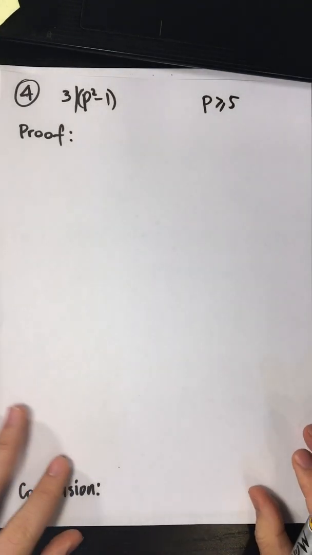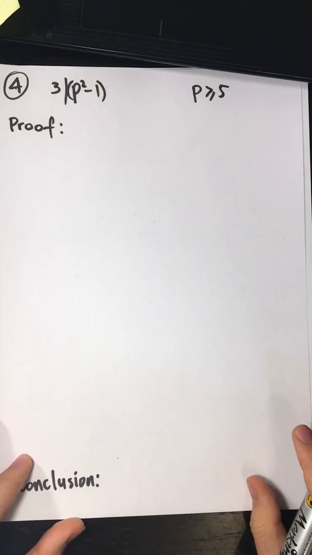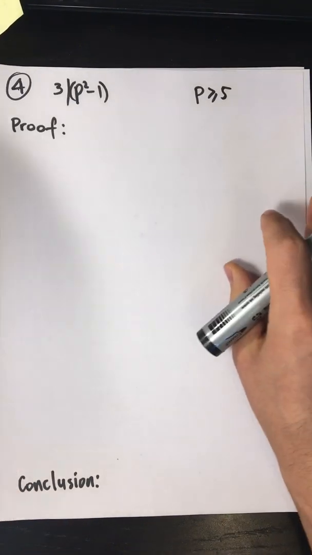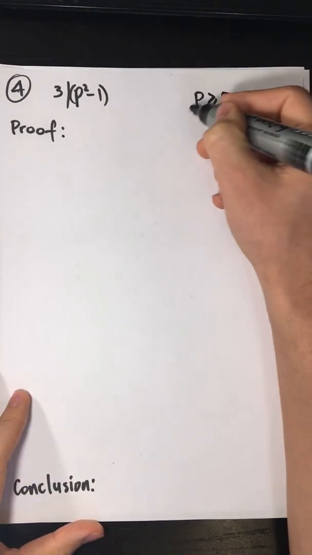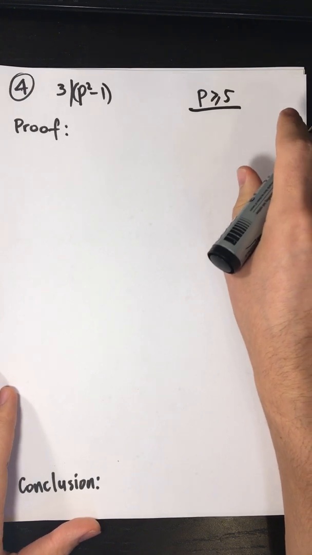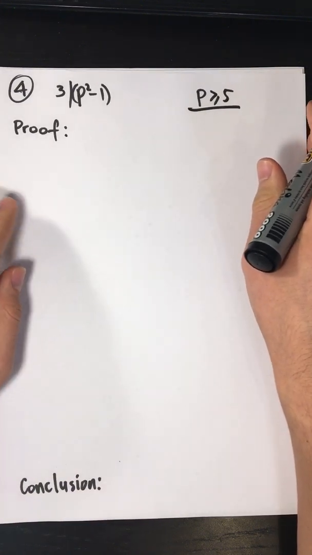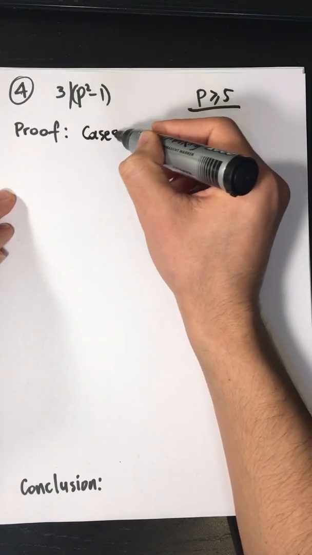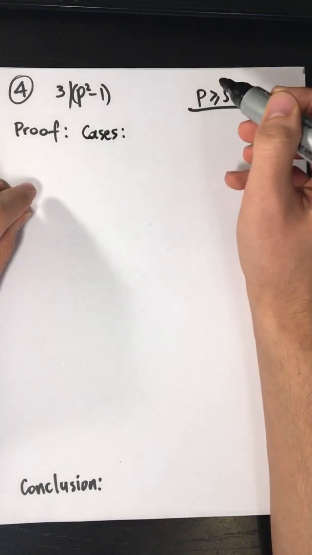Number 4. We have 3, and we need to prove that 3 divides p square minus 1, and p is more than this. Okay, now prove. So before I start, I need to give you the main idea. So we have different cases here. Imagine p is integer prime number, right?